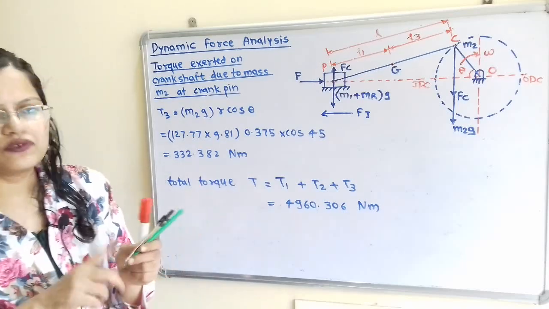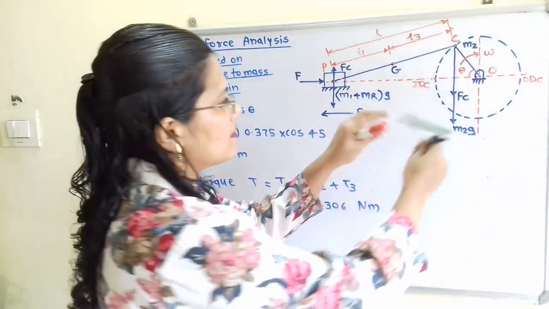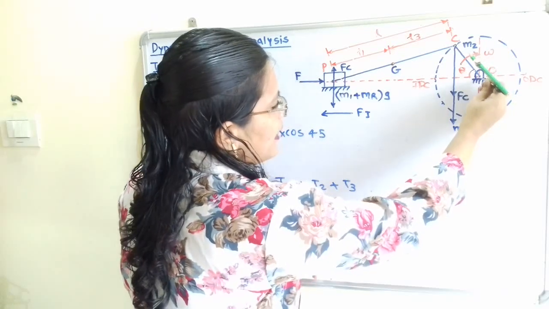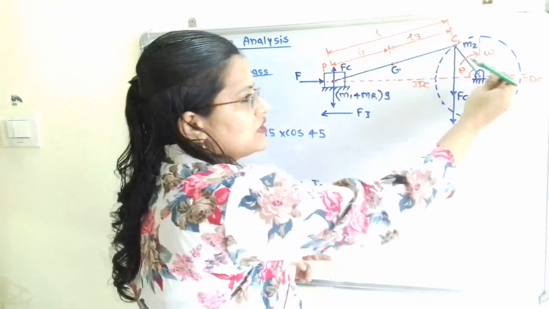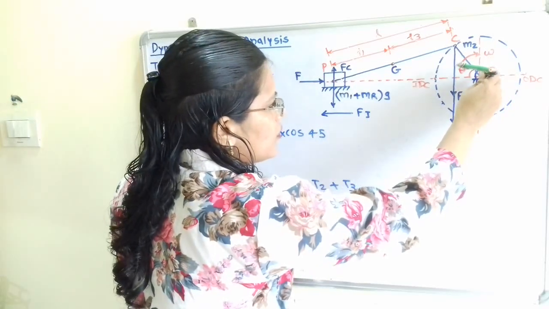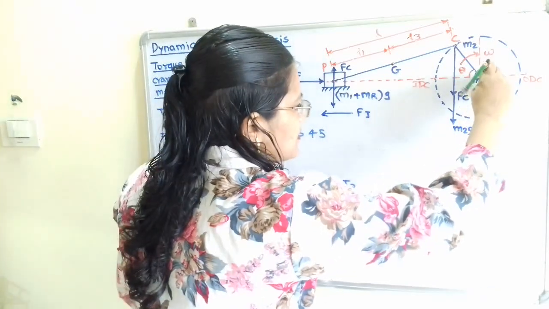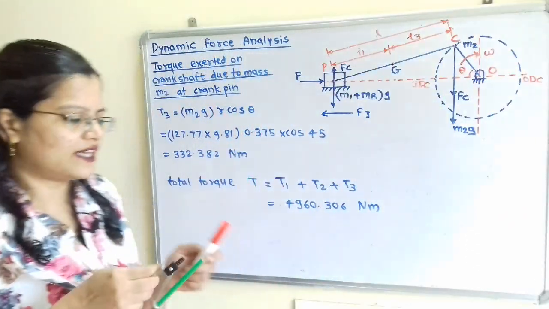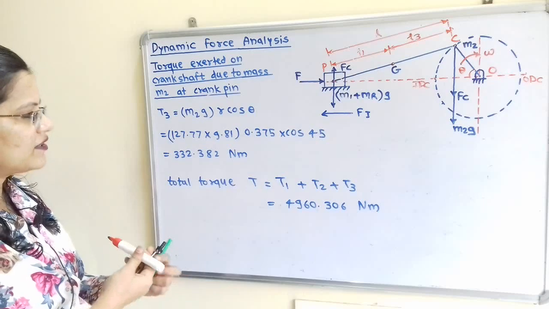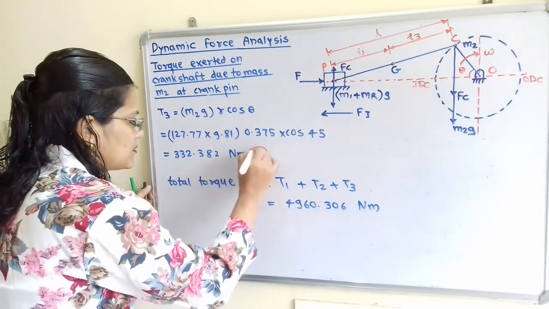So how to decide its direction? Now we will use this compass. I will place it here at point O, and I will move the compass in the direction of M2g. About this point O, if I move the compass in the downward direction, then the direction is anti-clockwise. So we have to show here the direction anti-clockwise.